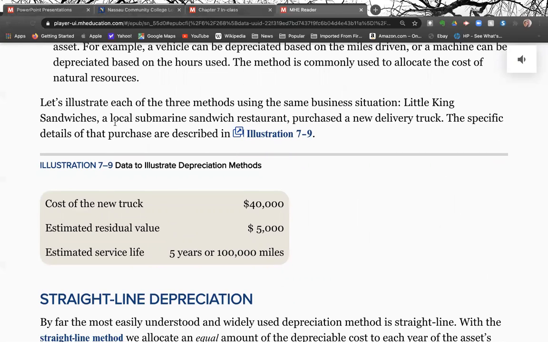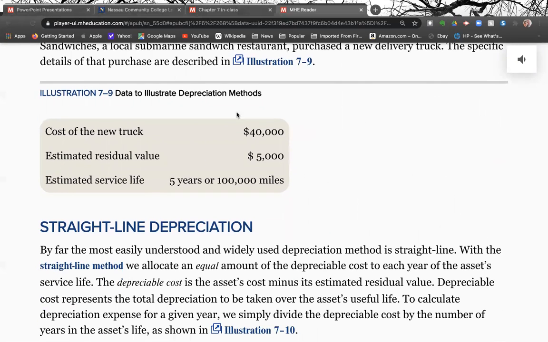This is a company that sells sandwiches, Little King sandwiches, and they purchased a new truck. And here are the details on the truck. They paid $40,000 for the truck, right? And that assumes what? That has all the sales taxes and everything else in it. So the cost of the truck is $40,000. We estimate that that truck will be worth $5,000 when we're finished with it. When are we going to be finished with it? In 5 years or 100,000 miles. Now, for straight line, we'll use 5 years. For declining balance, we'll use 5 years. If we're going to use an activity method, we'll base it on 100,000 miles.